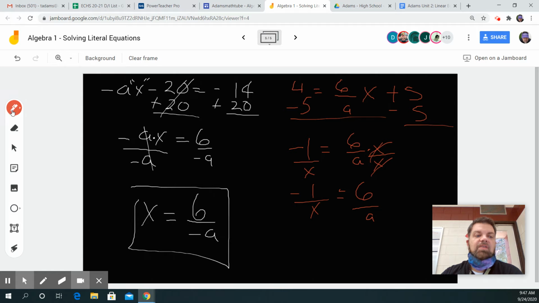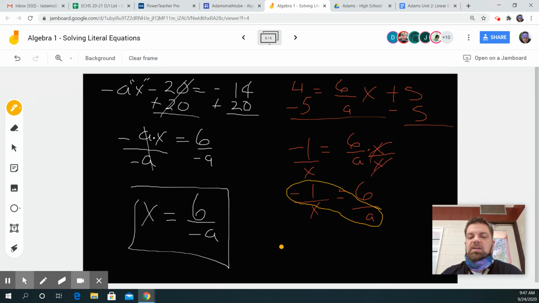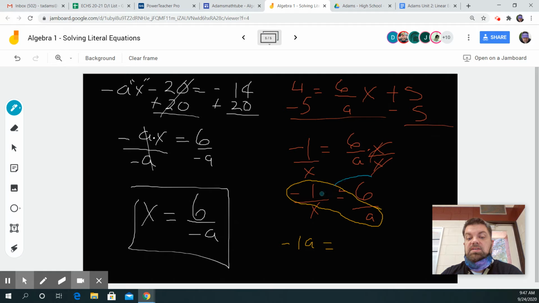Now, there's probably about 4 or 5 ways to solve this, but I think this will be the quickest way. Because it's a proportion, I'm just going to cross multiply. In other words, negative 1 times a is equal to 6 times x.